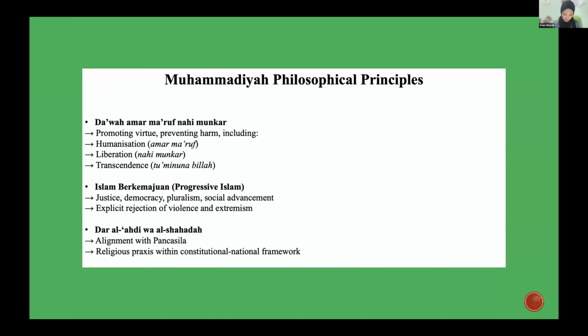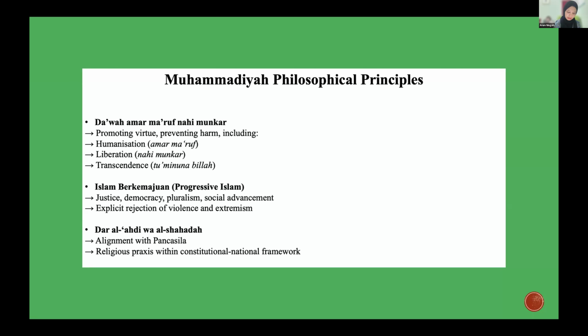Muhammadiyah grounds their mission in three interrelated principles: humanization, liberation, and transcendence. Humanization refers to affirming human dignity and ethical responsibility. Liberation addresses structural injustice, poverty, marginalization, and violence. Transcendence situates these commitments within faith in God. Together, these principles shape a model of da'wah that is transformative, persuasive, and explicitly non-coercive. This approach is further articulated through the concept of Islam berkemajuan, or progressive Islam.